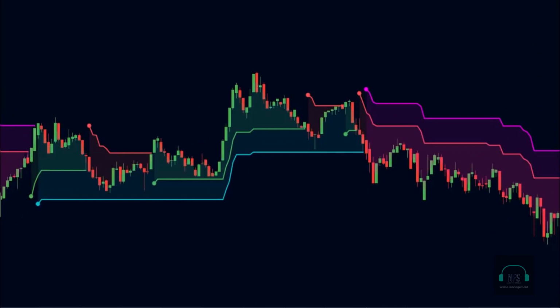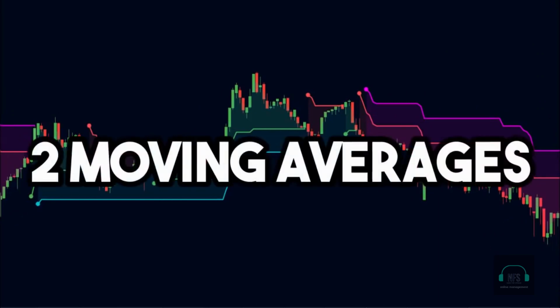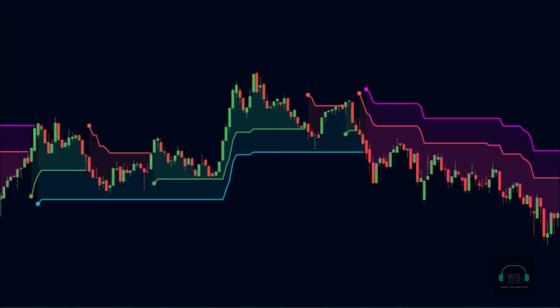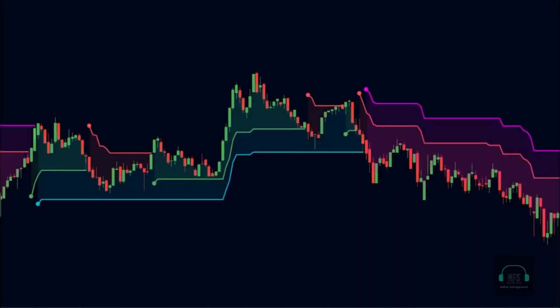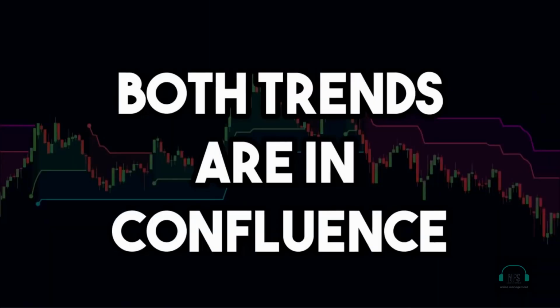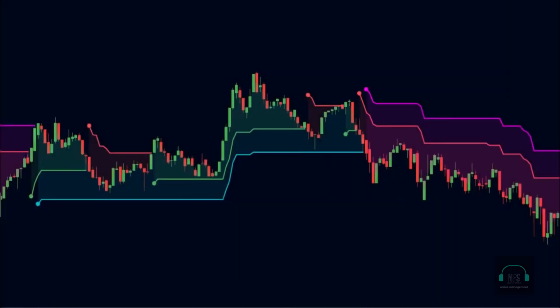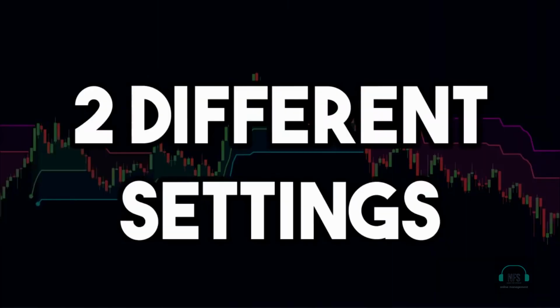When we are trading a trending market, we often use two or more moving averages to identify different trends. Similarly, we will use two Supertrends to identify different trends. Our goal is to identify the long-term and short-term trend of the market. And we will only trade when both the trends are in confluence. Here's what I mean. We will use the Supertrend indicator on two different settings.